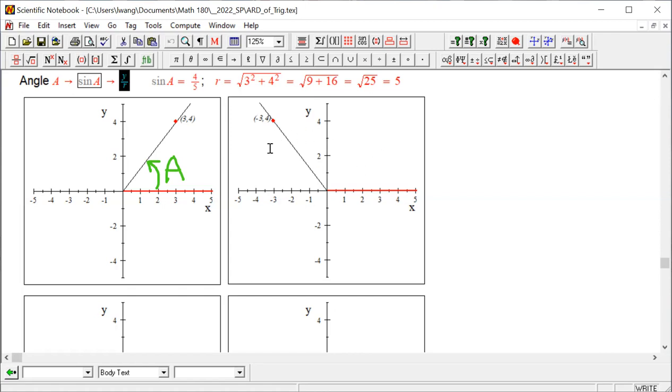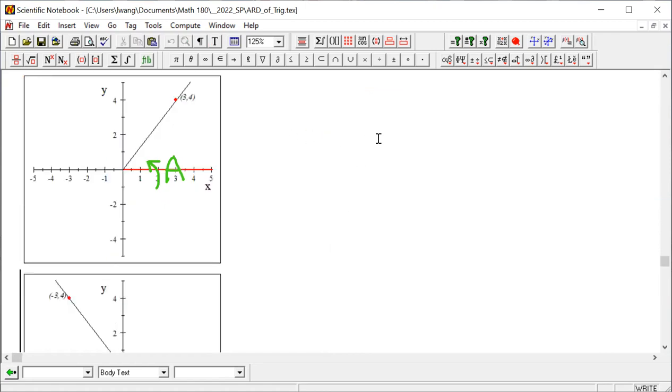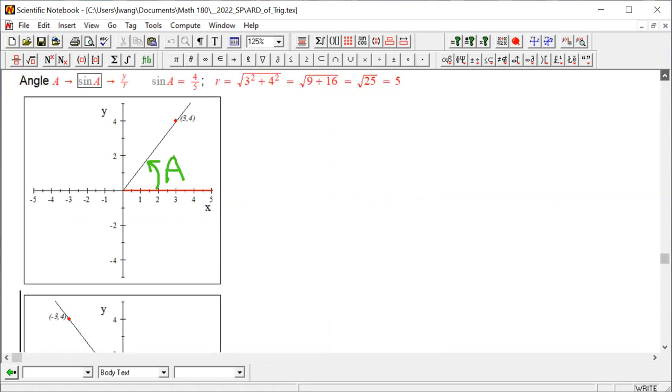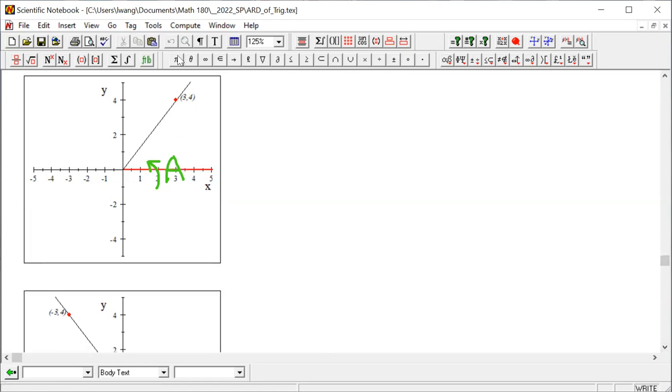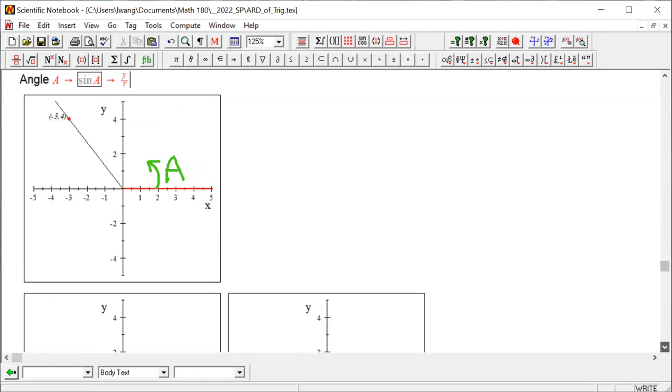Now, let's look at the second one. In the second quadrant, it's still the definition, but this time the angle is measured and it terminates in the second quadrant. So I'm going to measure another angle. This angle, measured from standard position, is A.